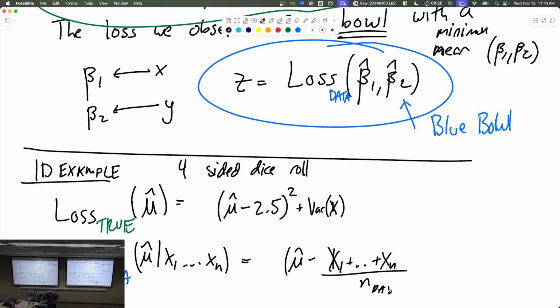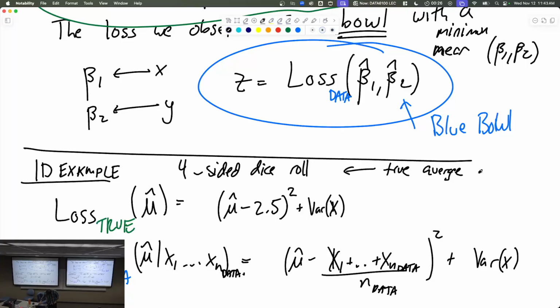Let's call this n data, so we remember what it is, squared plus some variance. I won't go into the detail a lot. So the true value is the true average of the dice roll. It was a four-sided dice. The true average is 2.5. The true average is 1 plus 2 plus 3 plus 4 divided by 4, which was 2.5.